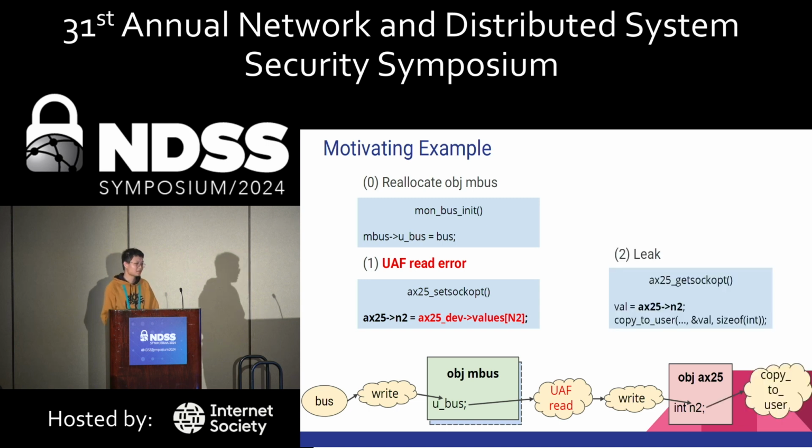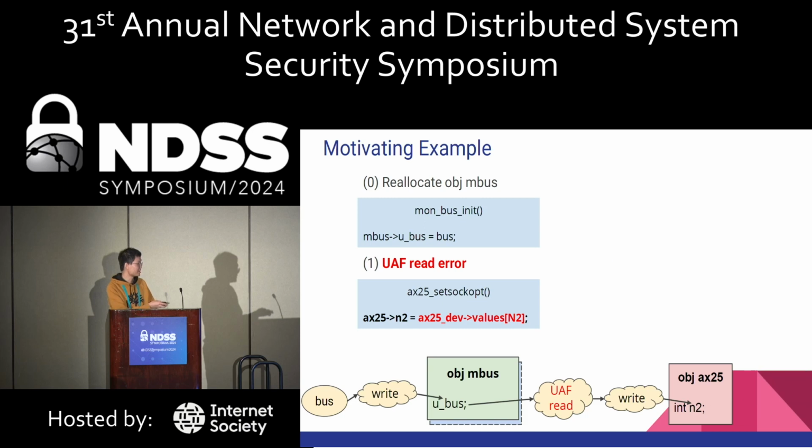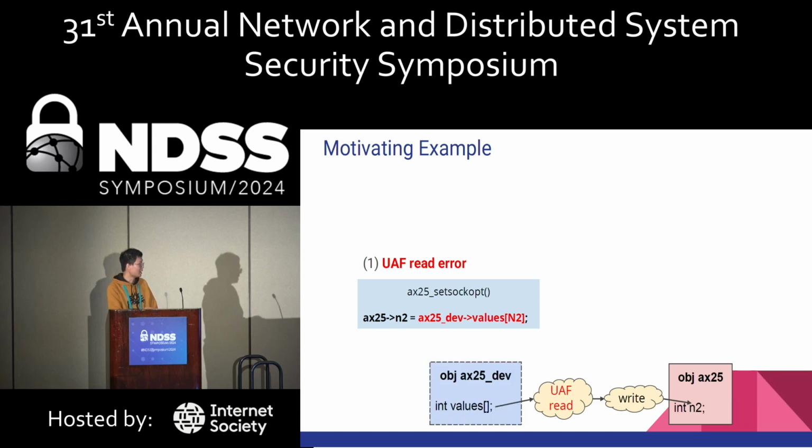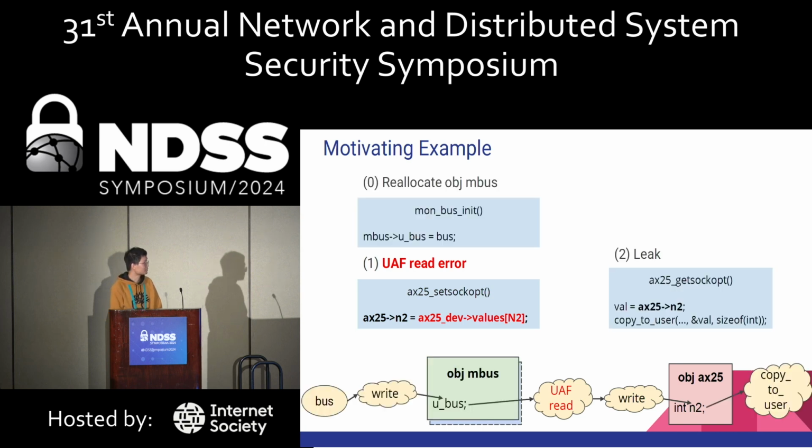Because this object has similar size to the previous freed object, they can be allocated in the same slab in the kernel. And now the sensitive information is stored in object x25. The attacker needs to invoke a new system call, getsockopt, to copy the sensitive information out of the kernel through copy_to_user.